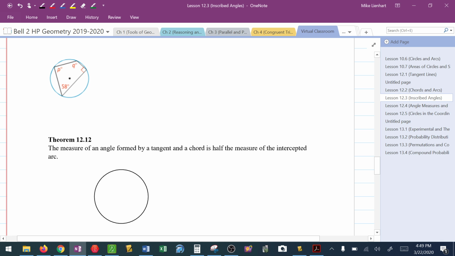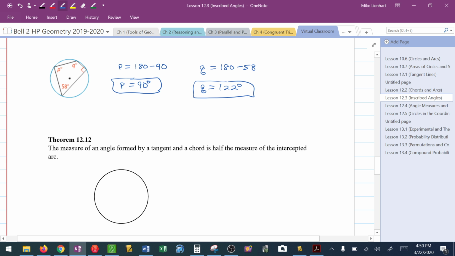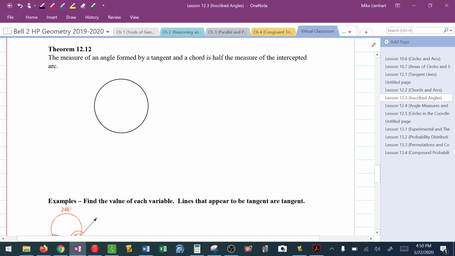The easiest way to do this, how do I find P and Q? I recognize that it's a quadrilateral inside. So opposite angles have to be supplementary. I know that P is 180 minus 90, or P is 90 degrees. I know that Q is 180 minus 58, or Q is 122 degrees. Sometimes they're that easy. All right, so let's take a look at this next theorem.